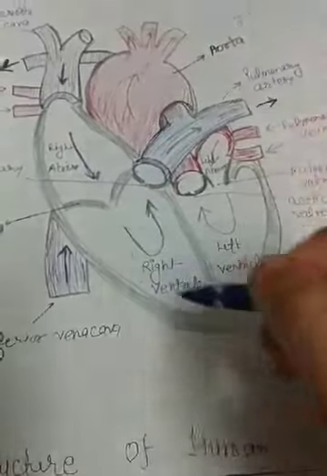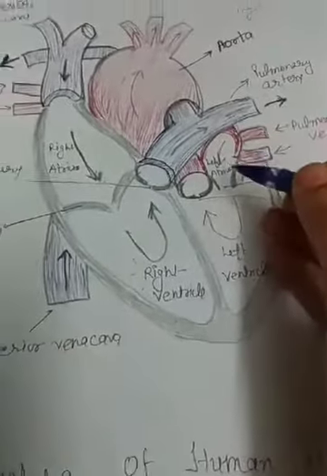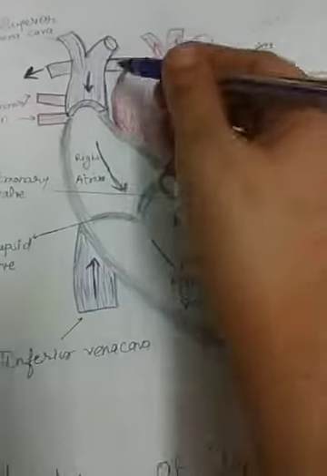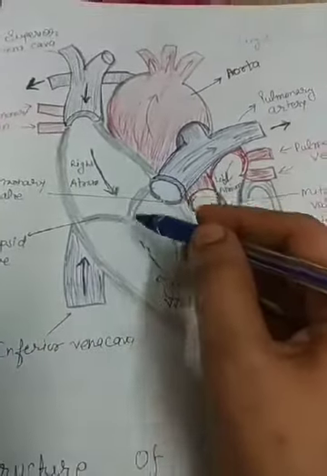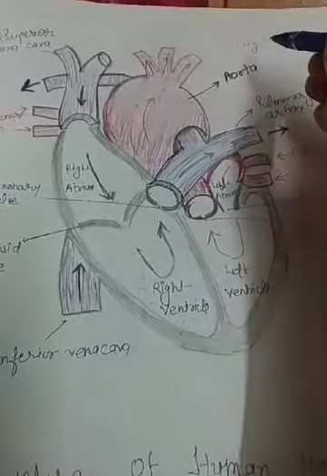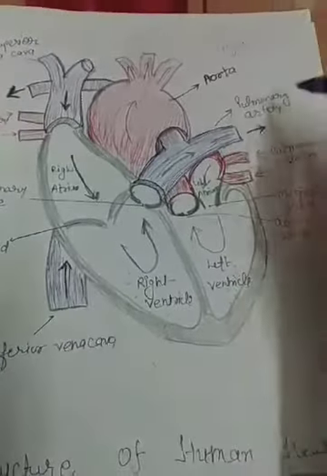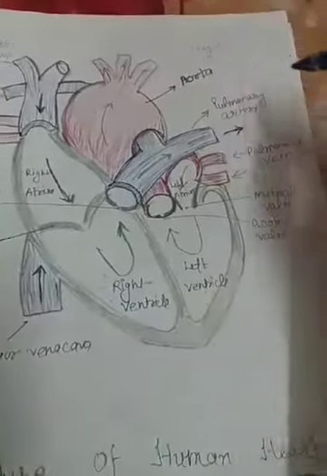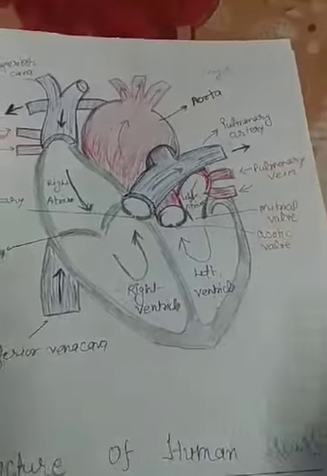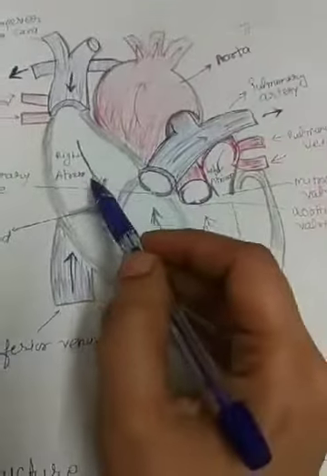The heart is a muscular organ that collects deoxygenated blood and sends it to the lungs for purification, and pumps the oxygenated blood to the rest of the body.